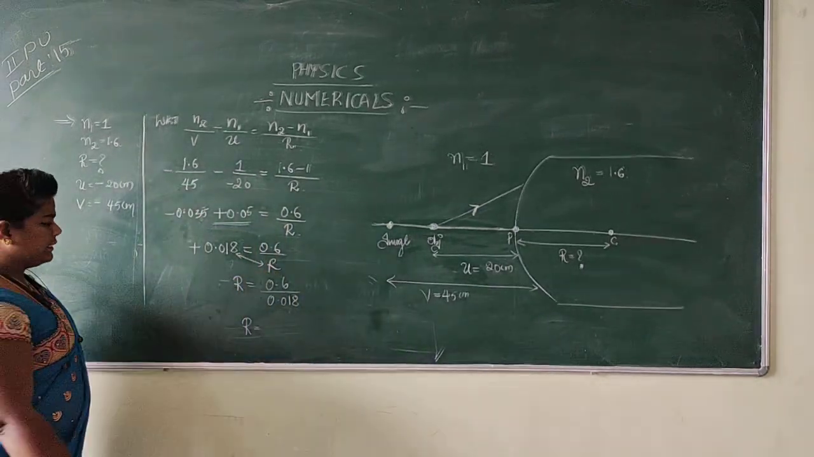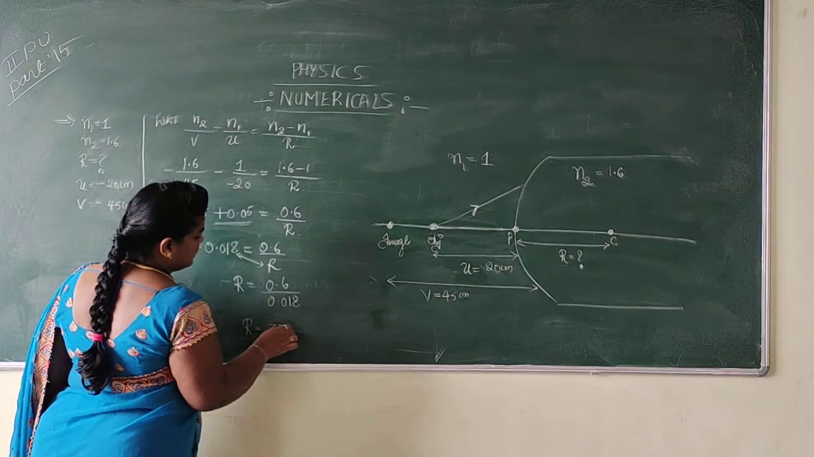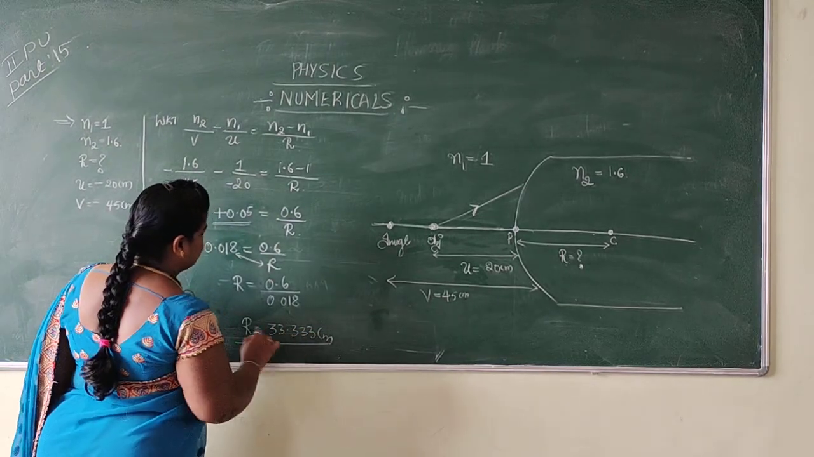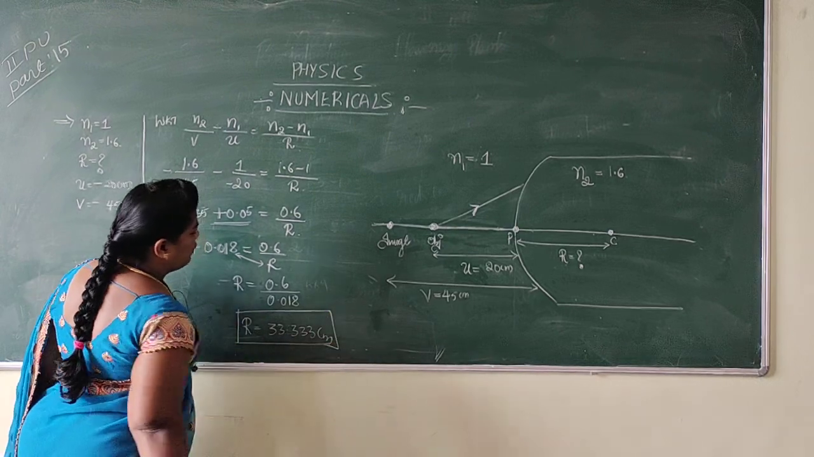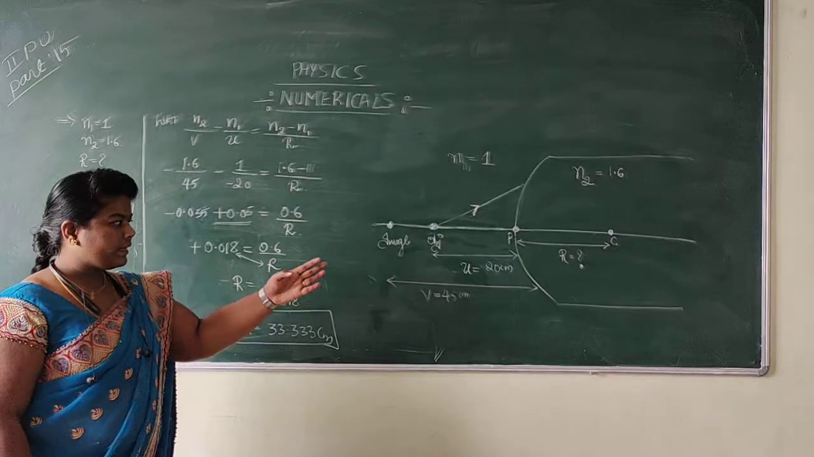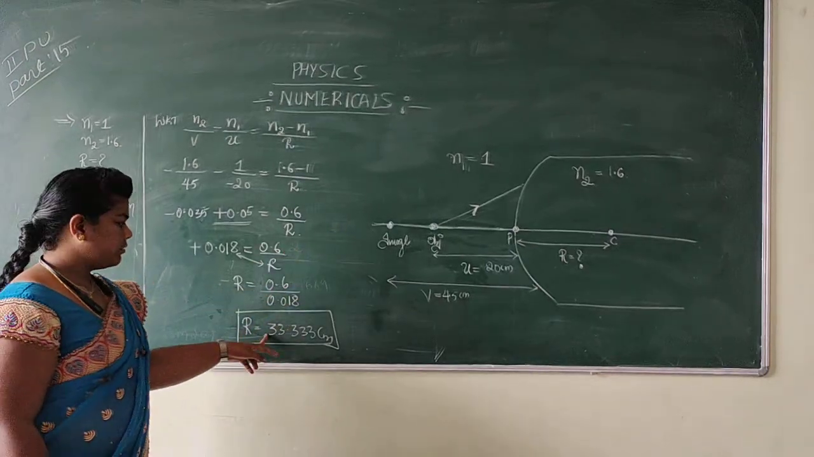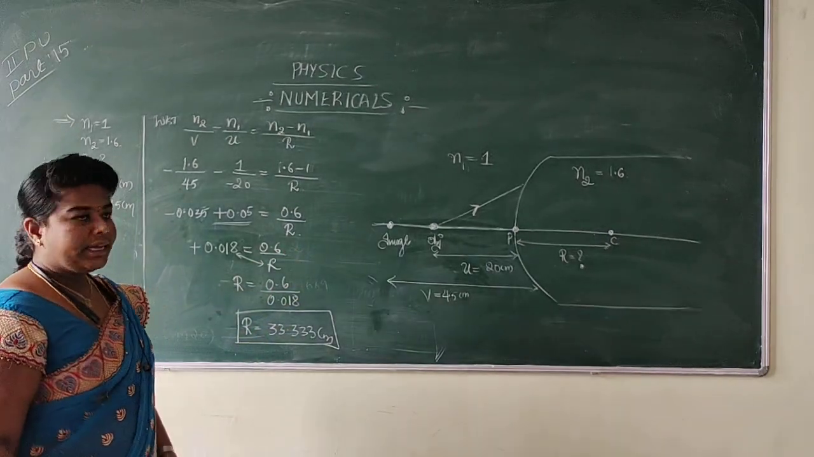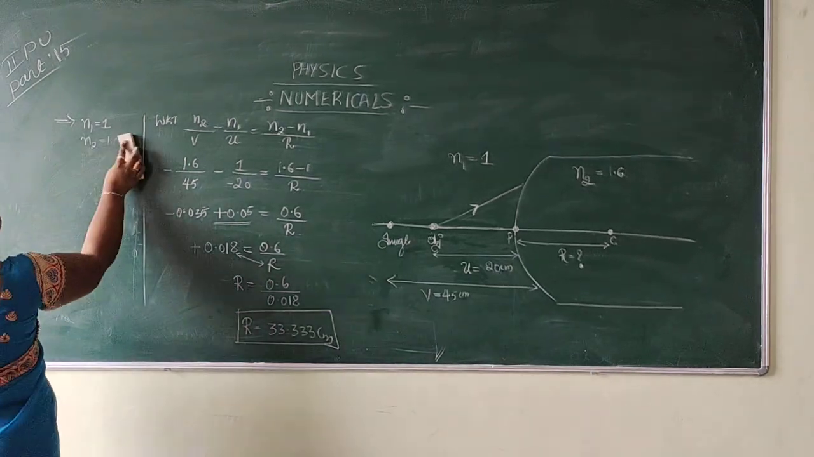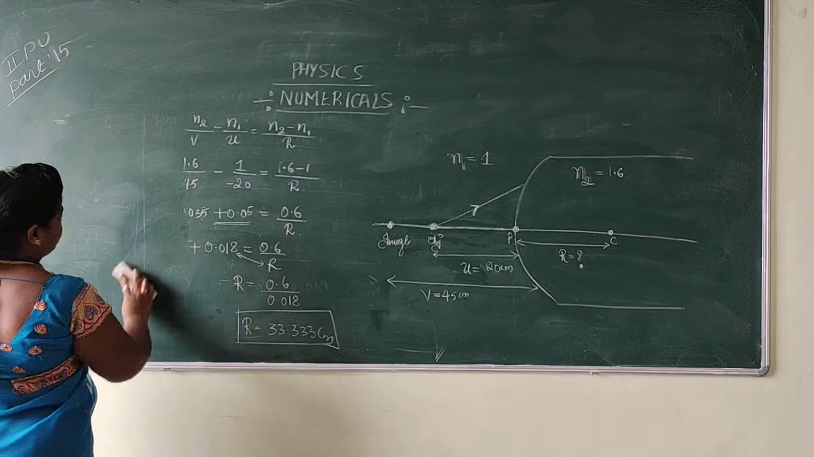33.333. So you will get 33.333 centimeter. This is the value of the radius of curvature. According to the sign convention also, the radius of curvature positive is to the right, and we got positive only. This is about the second question of today's class. Now let us move to the next question.